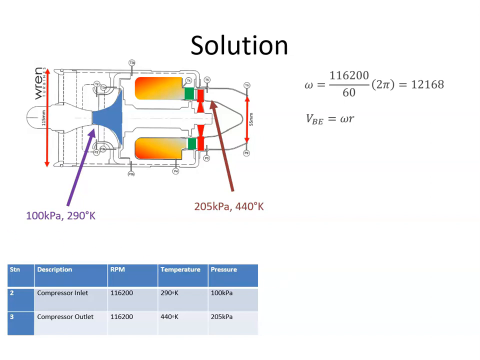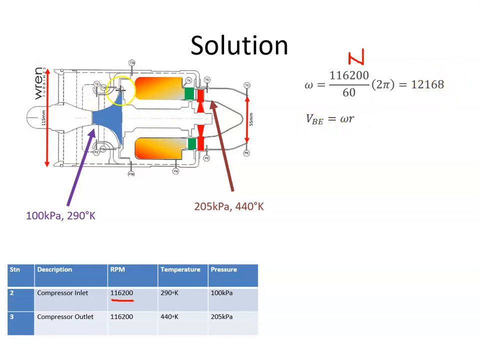So we were told that the compressor was rotating at 116,200 RPM, so that's N. So revs per minute divided by 60 gives revs per second, and multiply that by 2 pi will give us the radians per second. So the compressor here is rotating at 12,168 radians per second.